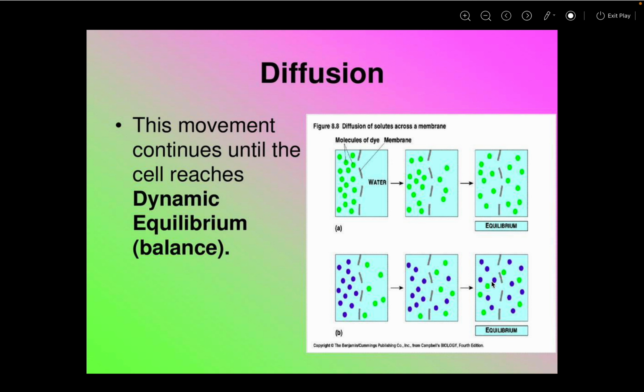So on the left side, you can see 3 green molecules, and on the right side, there are also 3 green molecules, which can also be applied to the purple molecules. We have 5 on the right side and 5 on the inside of the cell. So that is what diffusion is all about, and I hope I was able to explain it briefly and concisely.